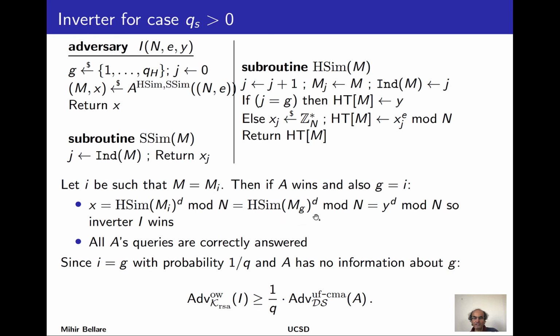And the fact that the hash of Mg was set to Y over here means that's Y to the D, so the inverter wins. Again, the guess is correct with probability 1 over Q, since Q is the number of queries to H. And the adversary has no information about what G is, so the chance of this guess being correct and the adversary winning are independent events, and we multiply their probabilities to get the one-wayness advantage of I. When you transpose terms, you get the theorem.